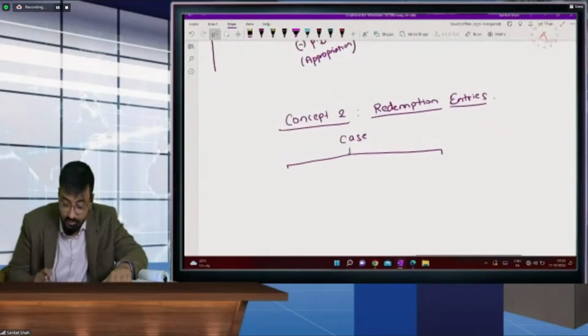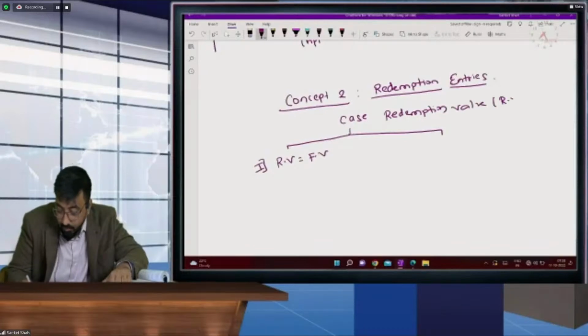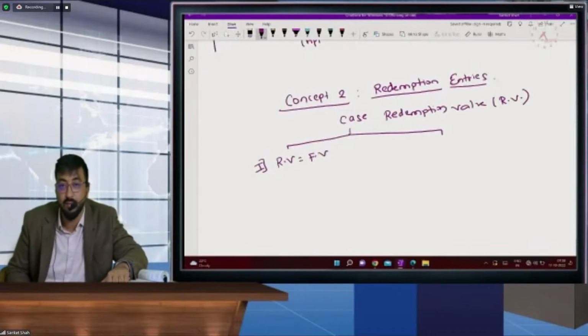Redemption entries. Case 1: redemption value is equal to face value. Now I will write redemption value as RV. Redemption value is equal to face value.